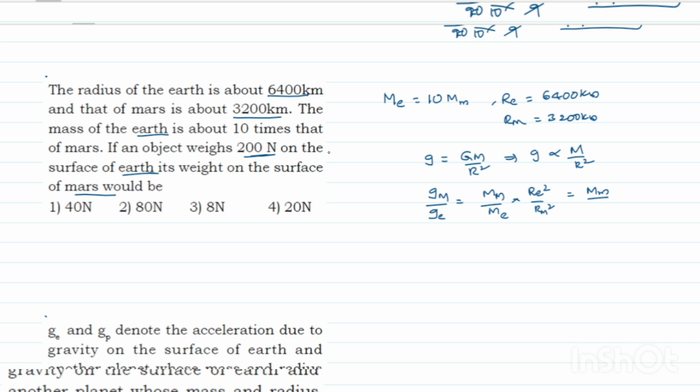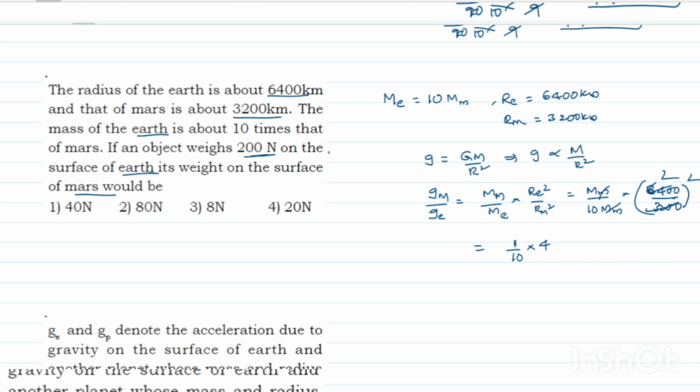Here the mass of that is 10 times that of the mass of Mars, into, here we will be getting Re square by Rm square. In the sense, here we will be getting 6,400 kilometer by 3,200 kilometer whole square, you can take. Here this is 2 times, here mm gets cancelled, here we will be getting 1/10 into, this is 2 square, in the sense 4, you are getting.